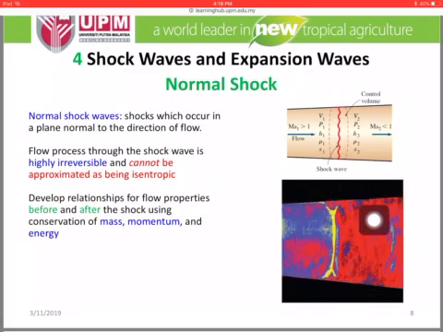So this is the duct, or maybe a pipe with an increasing radius, and this is the shock wave. And what happens? The properties are different compared to the previous one.